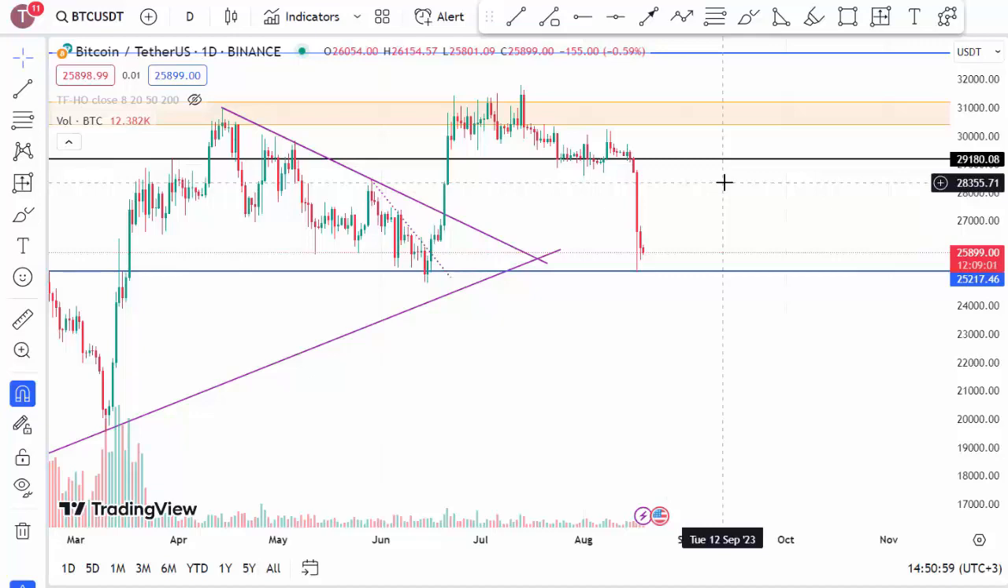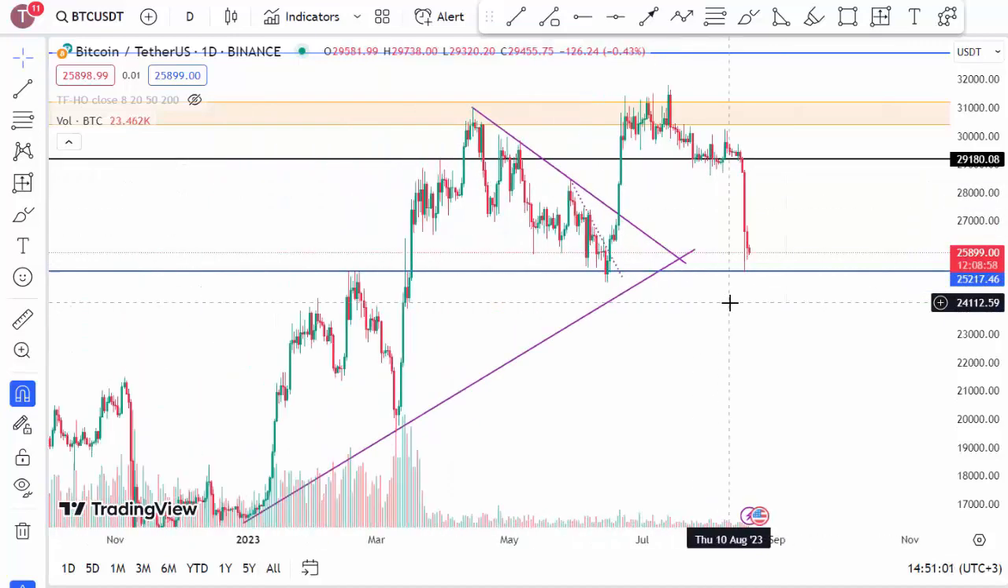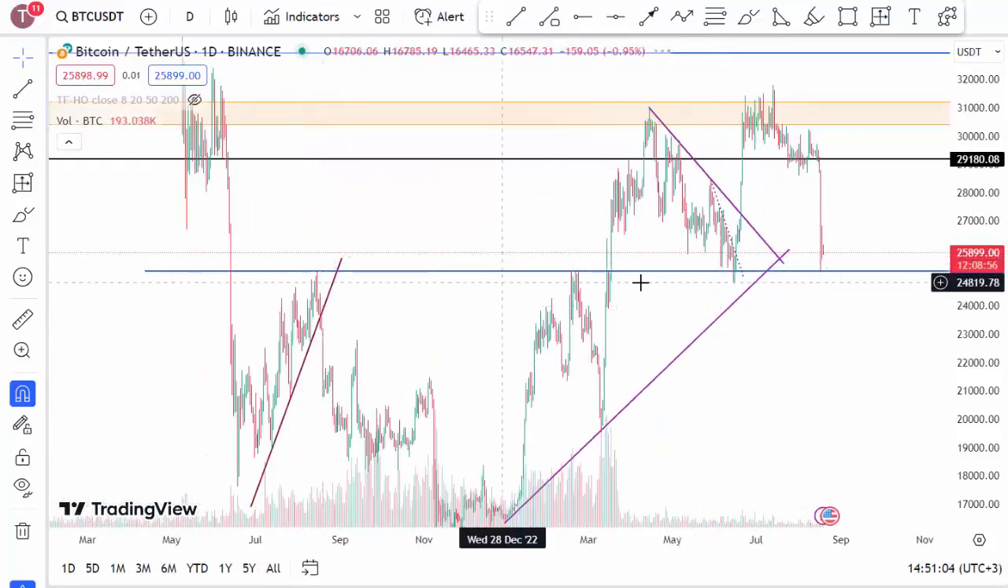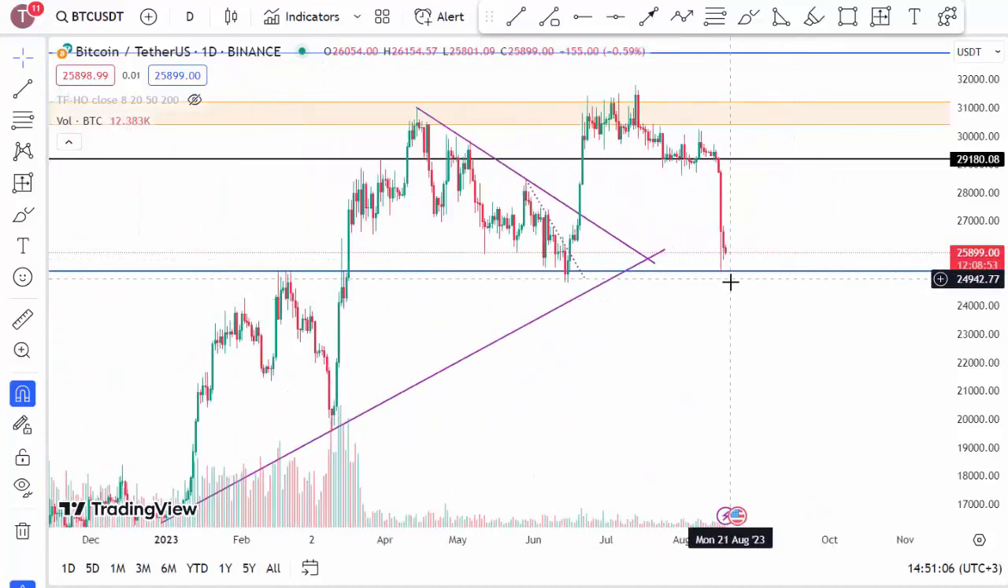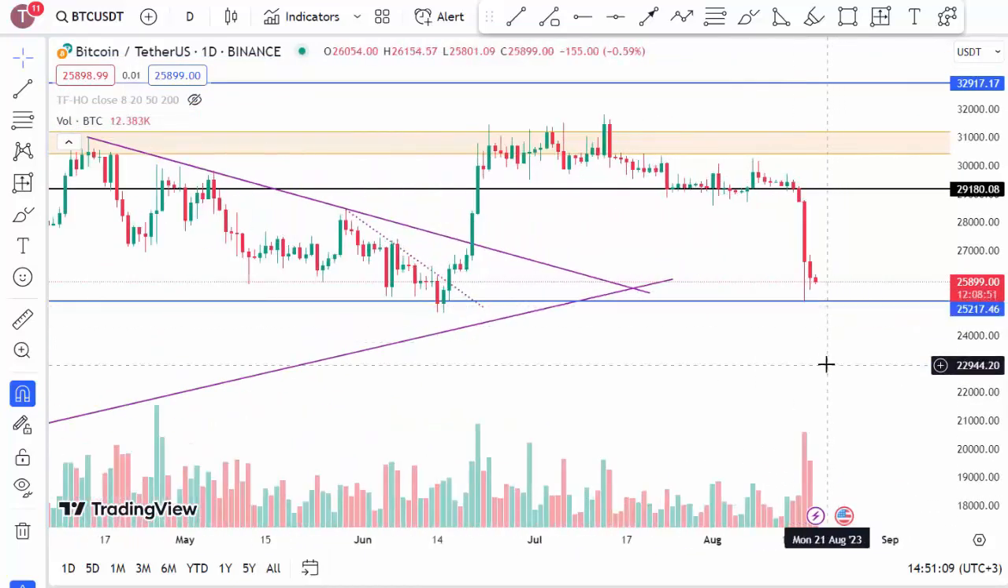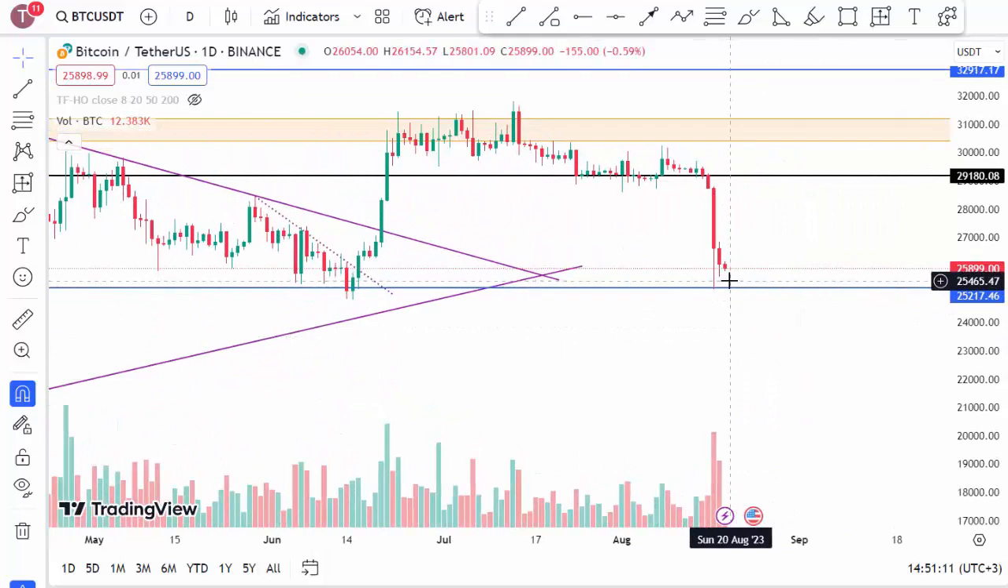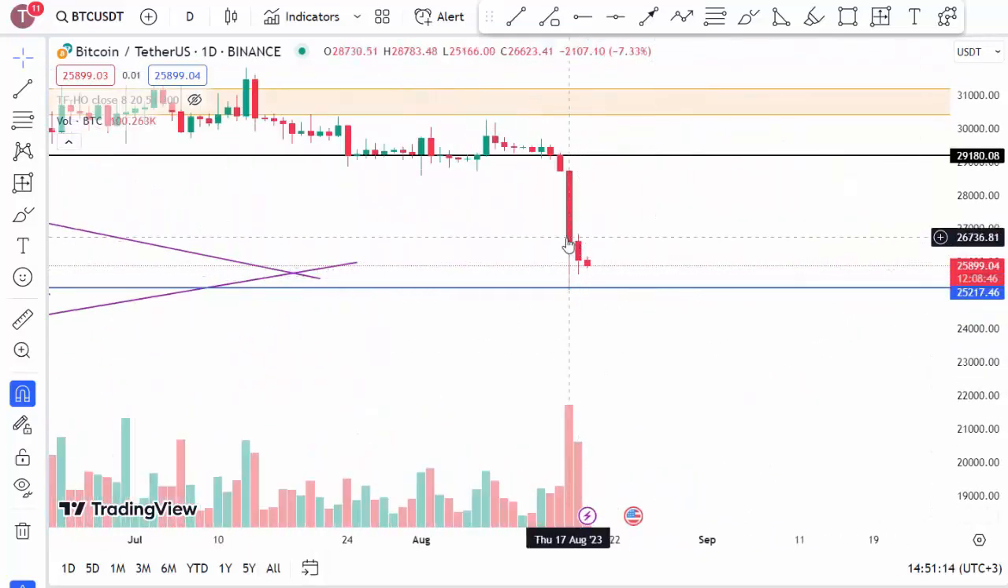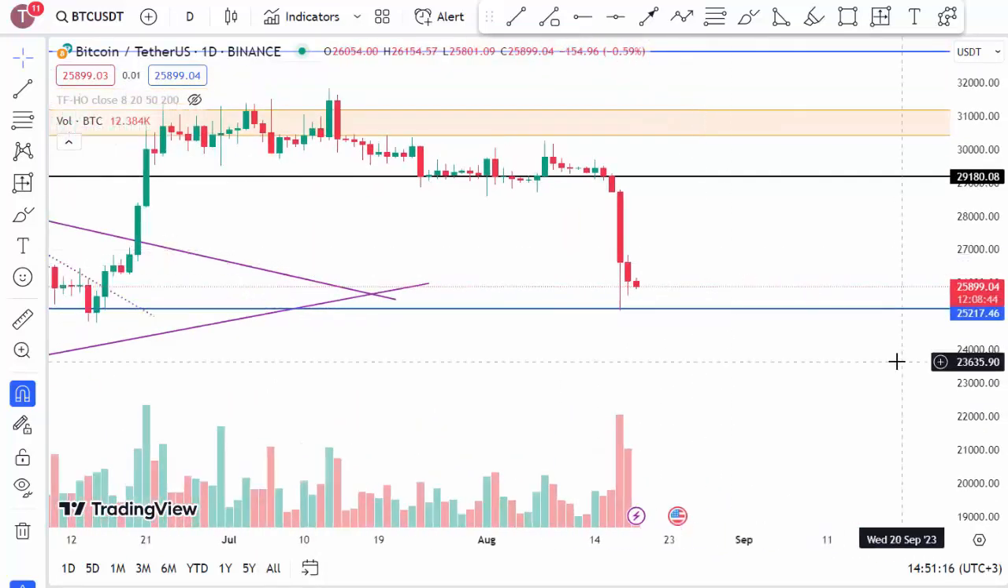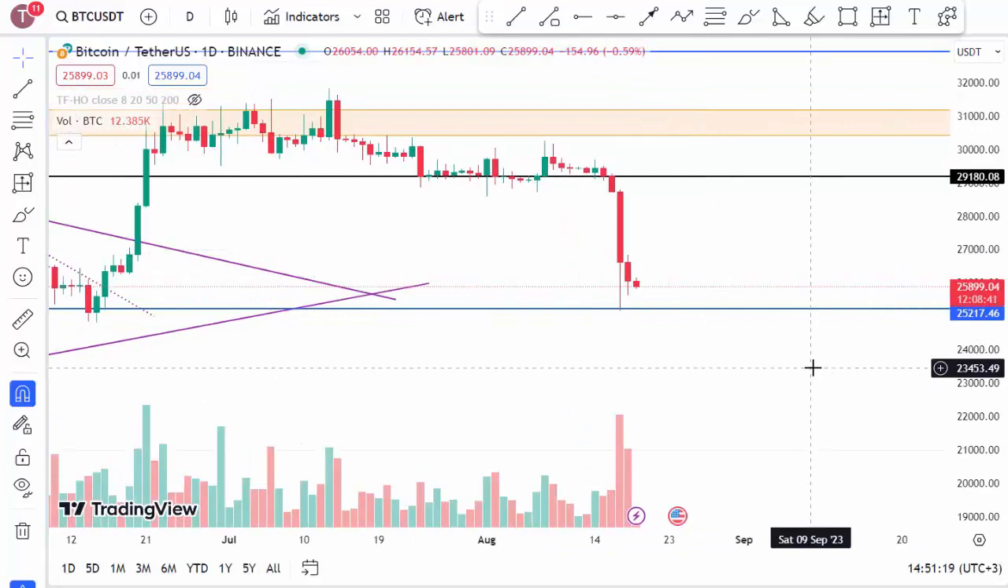Along with this, the level of $29,000 was important to us. As it was breached downward, it wasn't good news, and it dropped to $25,000. $25,000 is indeed a strong level. This region, if not breached downward, can be seen right here. We can see that it immediately made a small upward movement like a pin.